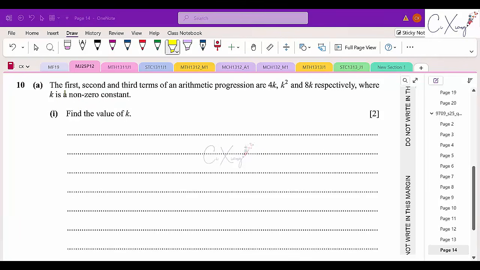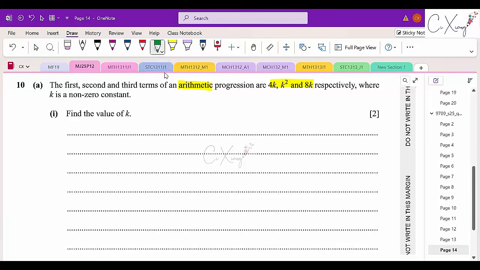Okay, and we are now at question number 10. We are given the first, second, and third terms of an arithmetic progression. This one, highlight the keyword arithmetic progression. Then these are the first, second, and third terms, where k is a non-zero constant, so it should be not equal to 0. Find the value of k.